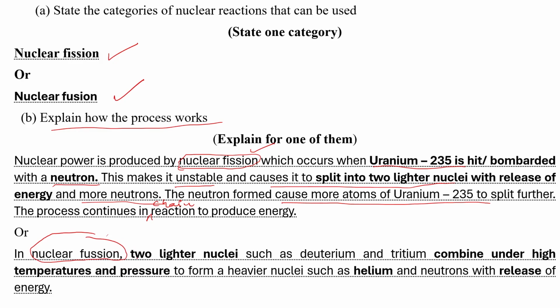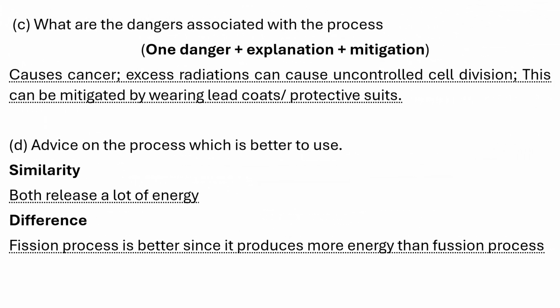In nuclear fusion, we say the lighter nuclei such as hydrogen basically is what they use in the fusion, so it's better to mention them. They combine under high temperature and pressure, of course high temperature is the most important, to form heavier nuclei called helium and more neutrons with the release of energy. So that's how it works. Let's look at the next part of the item.